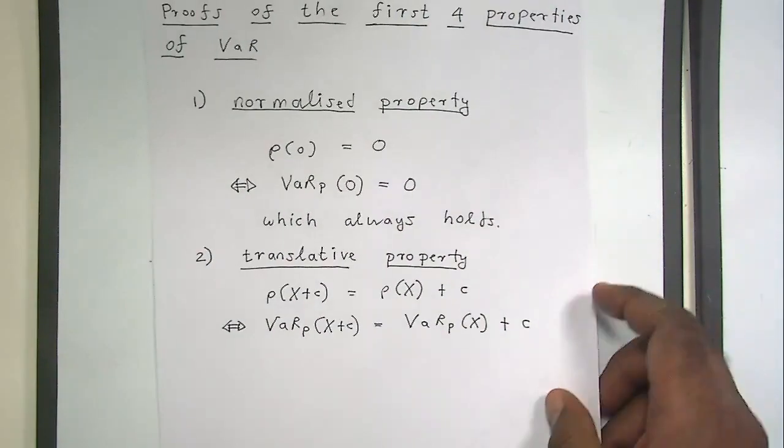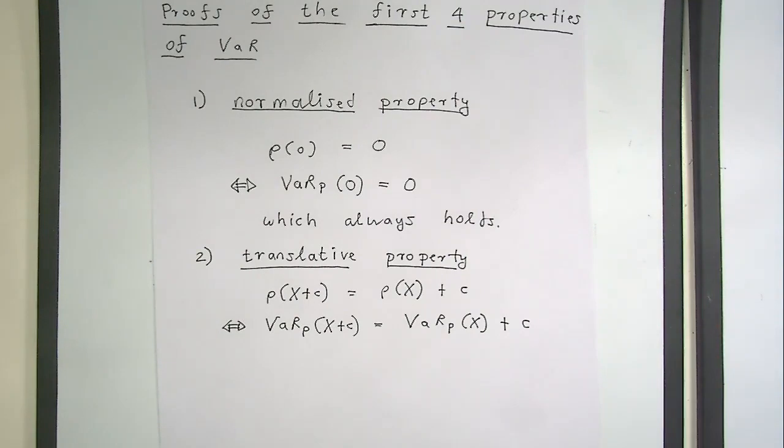Right, and finally, I did this yesterday. I wanted to prove the four properties that value at risk satisfies. I proved the first one, and I asked you to think about how to prove the second one. Did you guys have time? Yes? No? Come on, guys. You didn't have time?